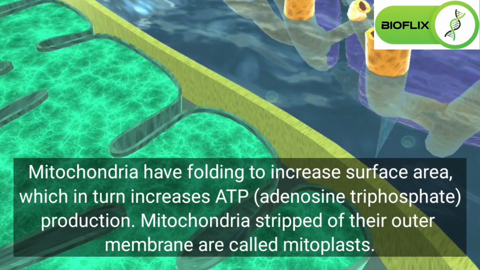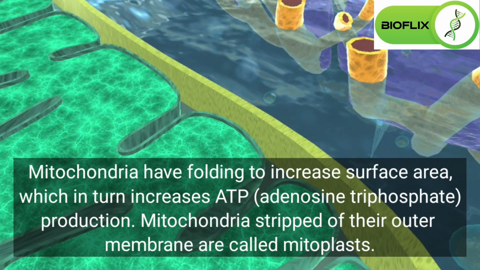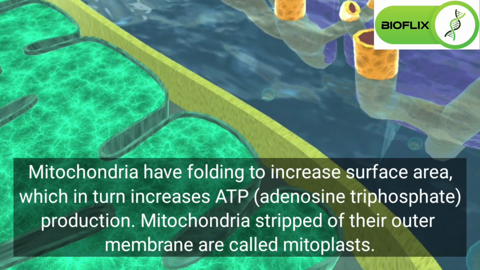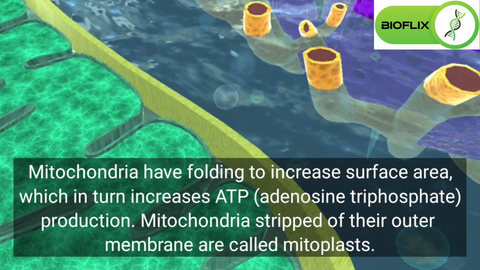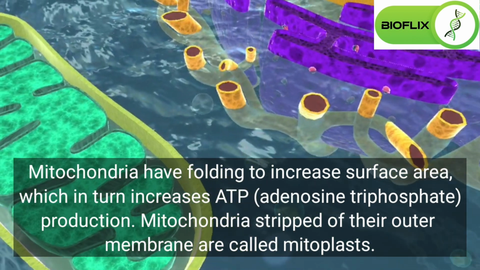Mitochondria have folding to increase surface area, which in turn increases ATP, adenosine triphosphate production. Mitochondria stripped of their outer membrane are called mitoplasts.